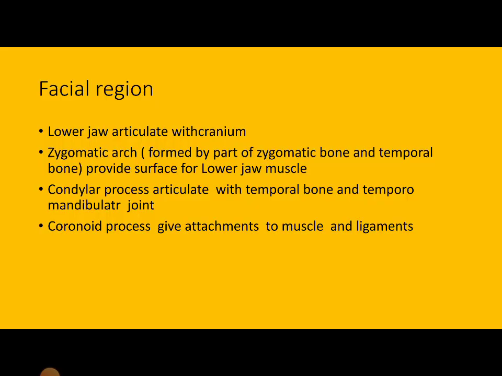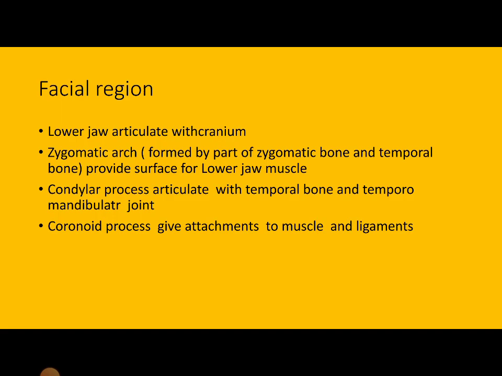Let's talk about the facial region. The lower jaw articulates with the cranium. The zygomatic arch is formed by part of the zygomatic bone and the temporal bone, and provides surface for lower jaw muscles. What are the bones that form the zygomatic arch? They are part of the zygomatic bone and the temporal bone. This will be asked in the exam.